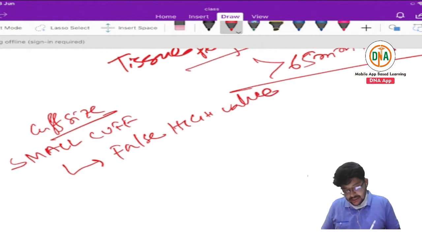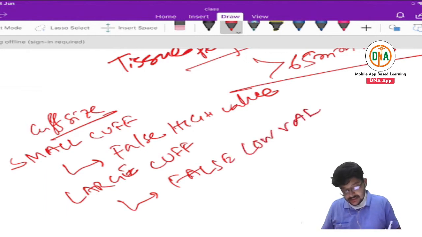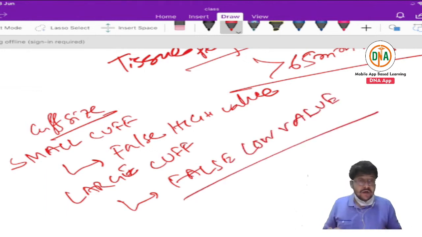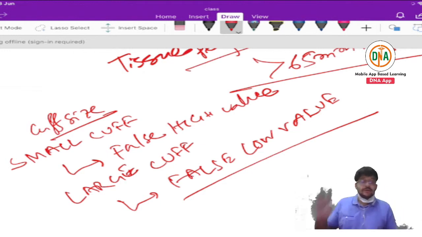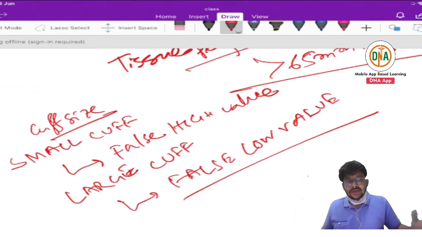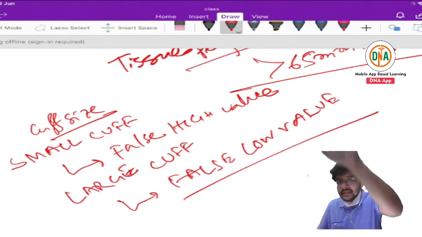If you use a large cuff, you will get a false low value. That's it. So small cuff, false high value; large cuff, false low value. Just remember this. On a child, if you use an adult cuff, you get a blood pressure value which is actually lower than the actual value.